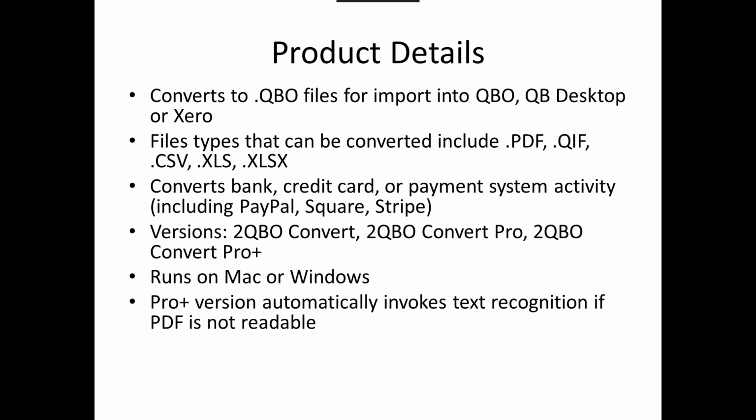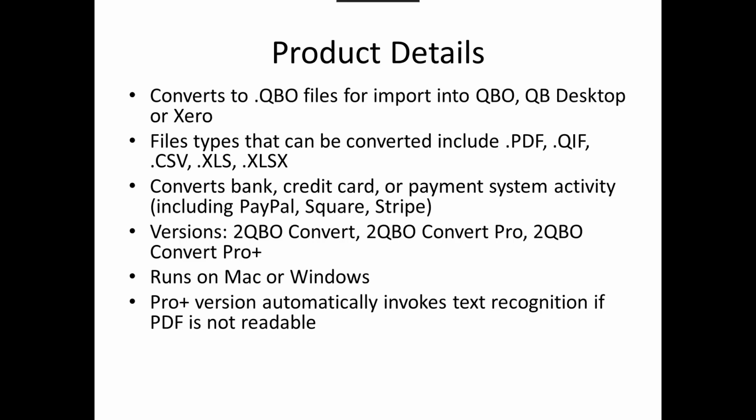I particularly like the Pro Plus version. The reason I like it is this version automatically recognizes if the PDF isn't readable, and it will invoke text recognition. Why would a PDF not be readable? It wouldn't be readable if you weren't able to download it directly from the bank, and maybe your client had a paper statement that they scanned and sent to you, or you scanned a paper statement. In that case, it's sometimes not going to be readable, and this version recognizes that automatically and OCRs it for you.